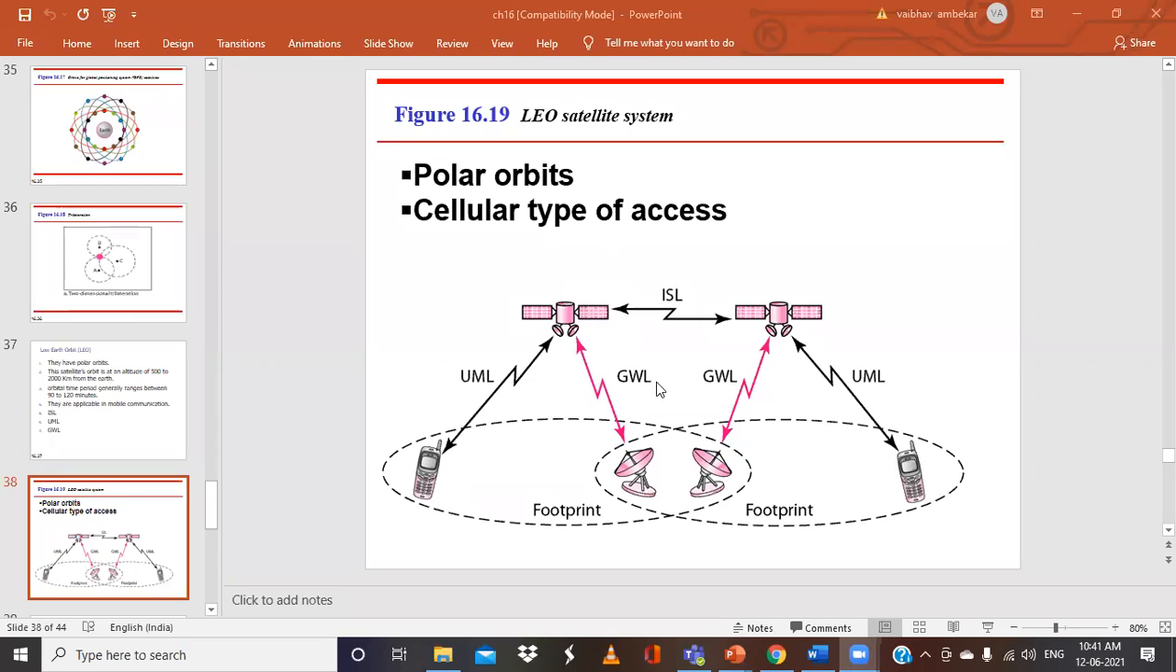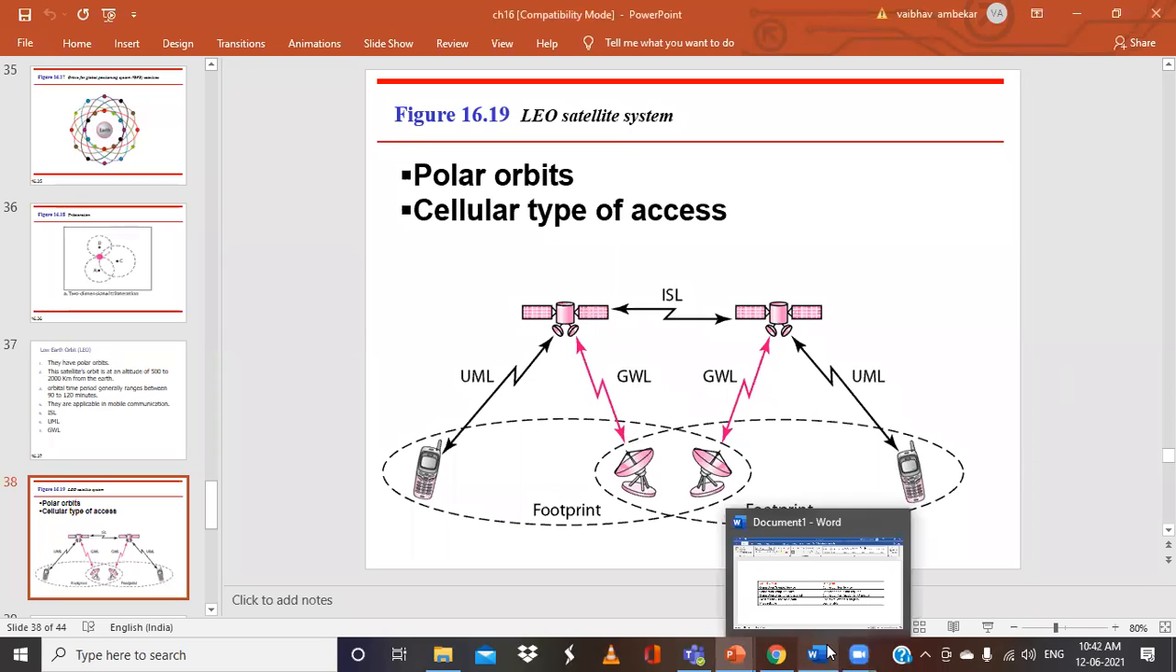And then we have GWL, that is the gateway link. A satellite can also communicate with the earth station, and that we call the gateway link. I hope this is clear now.